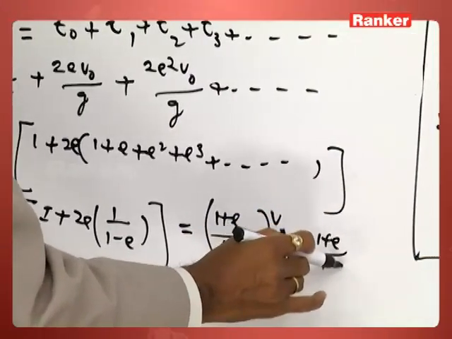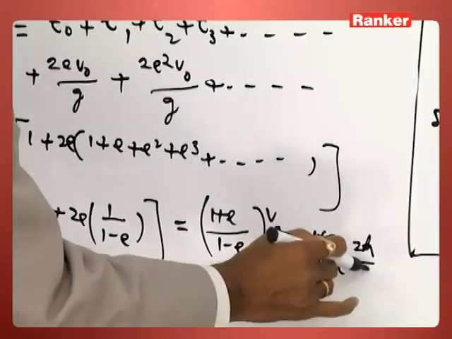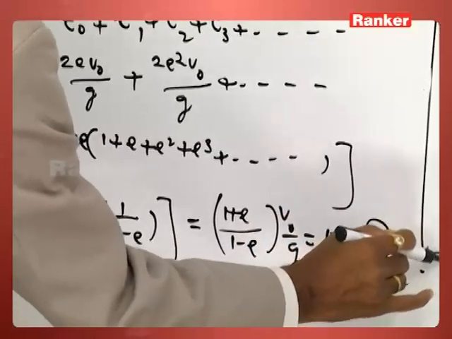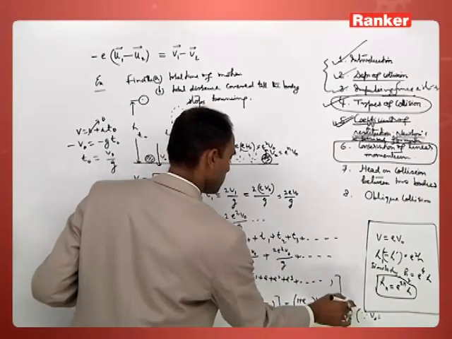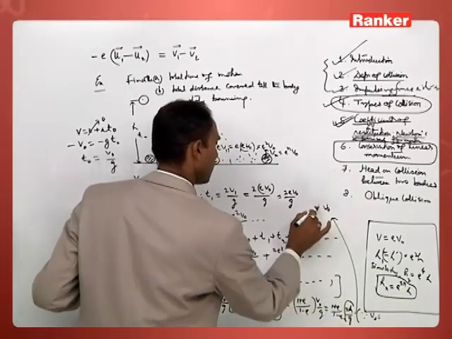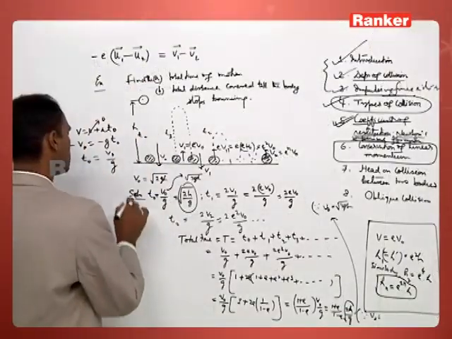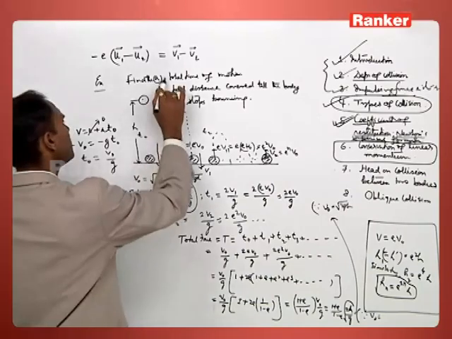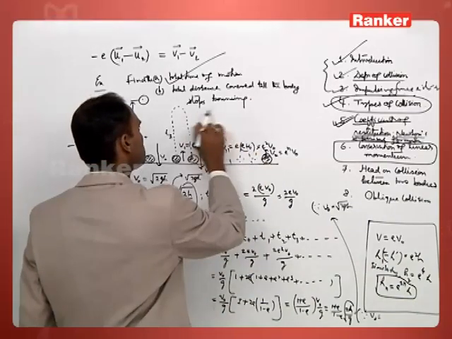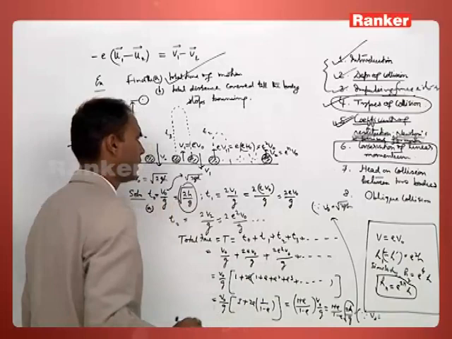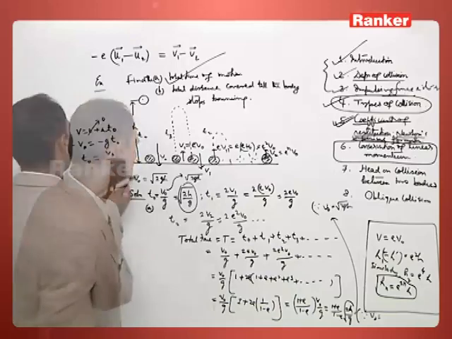So this will be (1 minus e)/(1 plus e) times the square root of h by g, because v0 is equal to square root of 2gh. In this way, we can find the total time of motion till it stops bouncing. It will stop bouncing after countless, innumerable impacts or collisions.